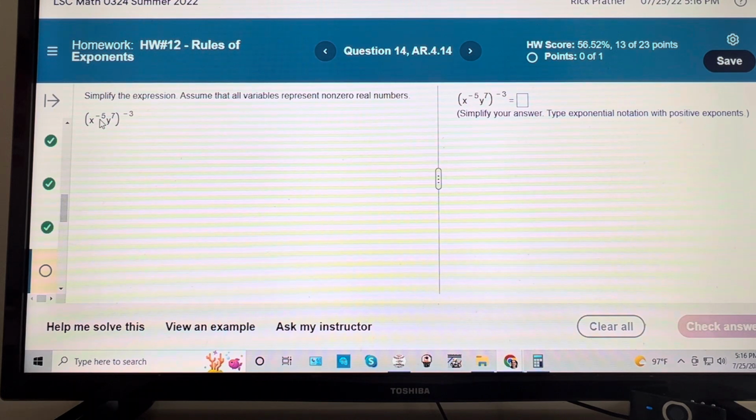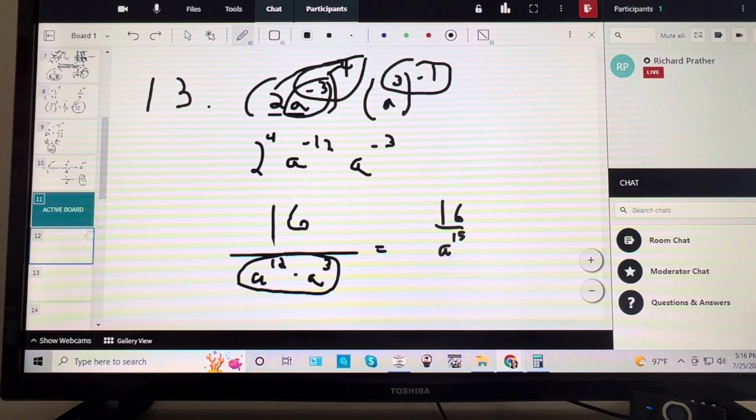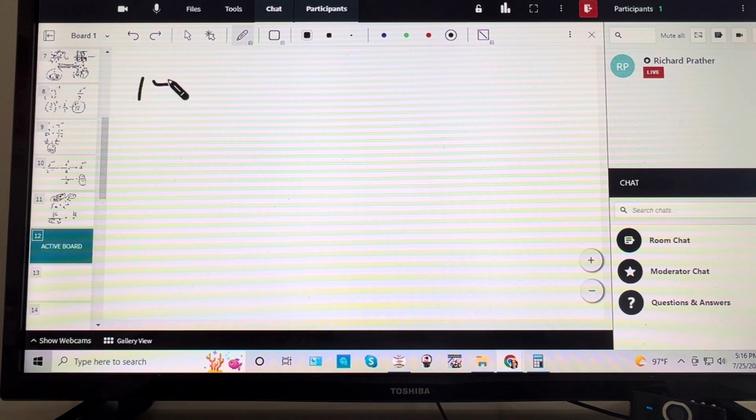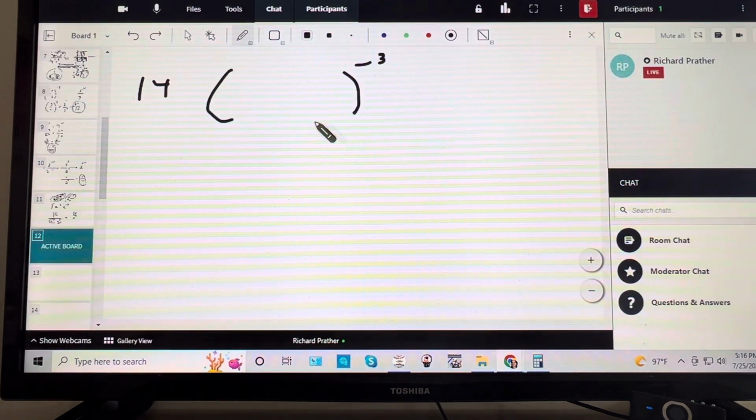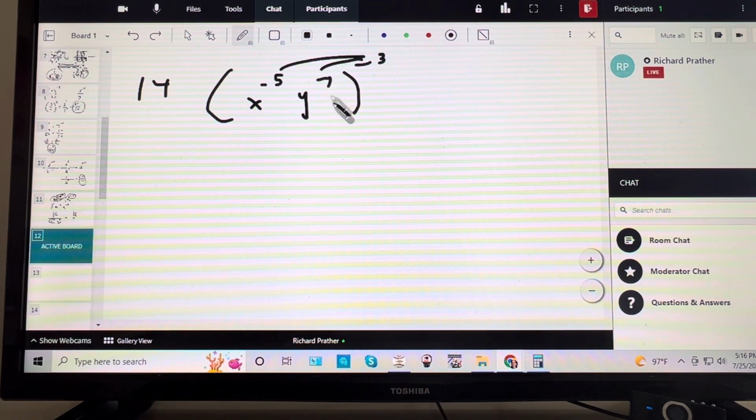Okay, so x to the -5, y to the 7th, all to the -3rd power because of the parentheses. So there's a -3 outside exponent that's going to apply to everything inside. X to the -5, y to the 7th. So you could handle this x to the -5 first if you want. I'm just going to go ahead and apply this to both parts. That's when you multiply exponents. The base stays the same. -5 times -3 is +15. 7 times -3 is -21.